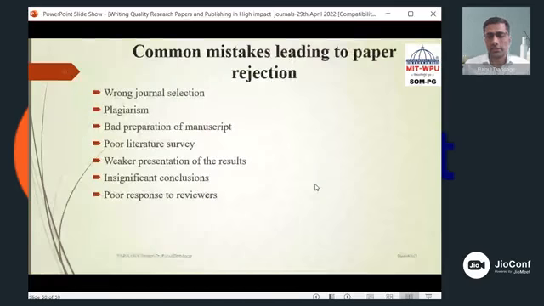Common mistakes: selection of the wrong journal, plagiarism, which should be avoided, preparation of the manuscript not appropriate to the respective journal, poor literature survey or literature review, which can be one of the reasons for rejection. Presentation of the results, if they are not strong, or a weak discussion, can lead to rejection. Conclusions, if they are not written properly, can lead to rejection. And how you are responding to the reviewers. If you are responding poorly to the reviewers and not addressing all the issues, that can be one of the reasons for rejection.